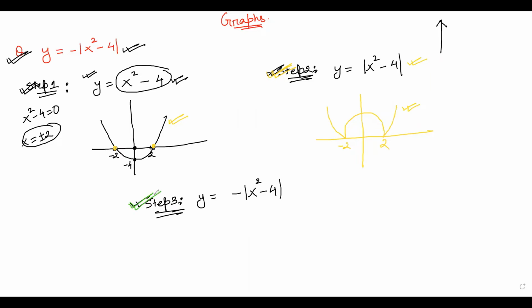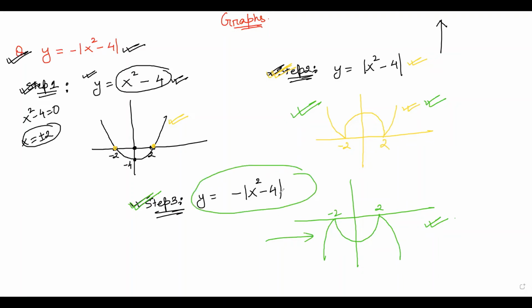Now, if we come to step 3, we have a negative sign before the modulus sign. So all the positive values in step 2 will now become negative. So the graph of y equal to minus mod of x square minus 4 would be something like this. That is, all the positive values here have now become negative. So this graph represents the graph of y equal to minus mod of x square minus 4. In this way, we can go step by step to plot the graph of such kinds of quadratic functions.